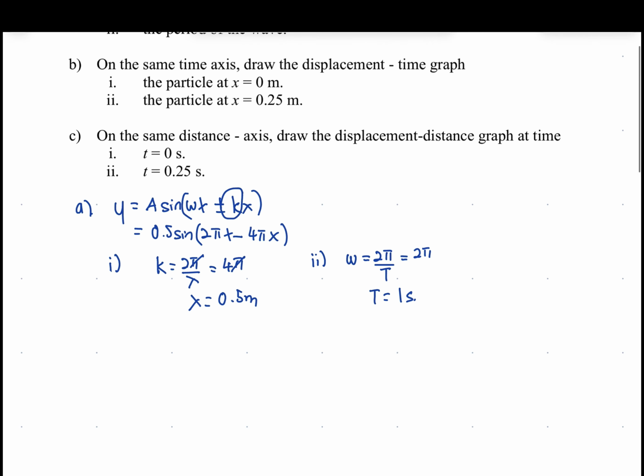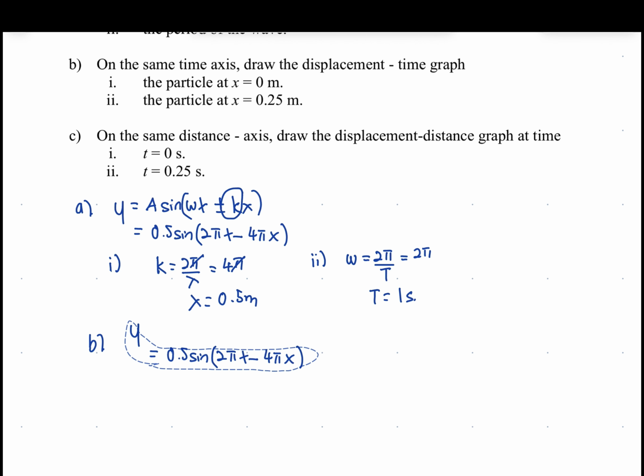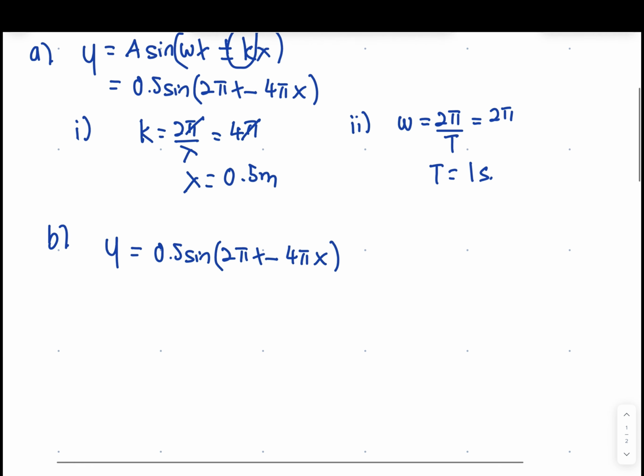Now for B, this is the part where I need to focus on the equation itself. This time I'm going to refer to the equation that I've expanded. The question says: sketch the graph for the particle at x equals 0.5. Let me copy the equation first. One thing you have to know is that when you talk about the equation, there are three unknowns here: y, t, and x.